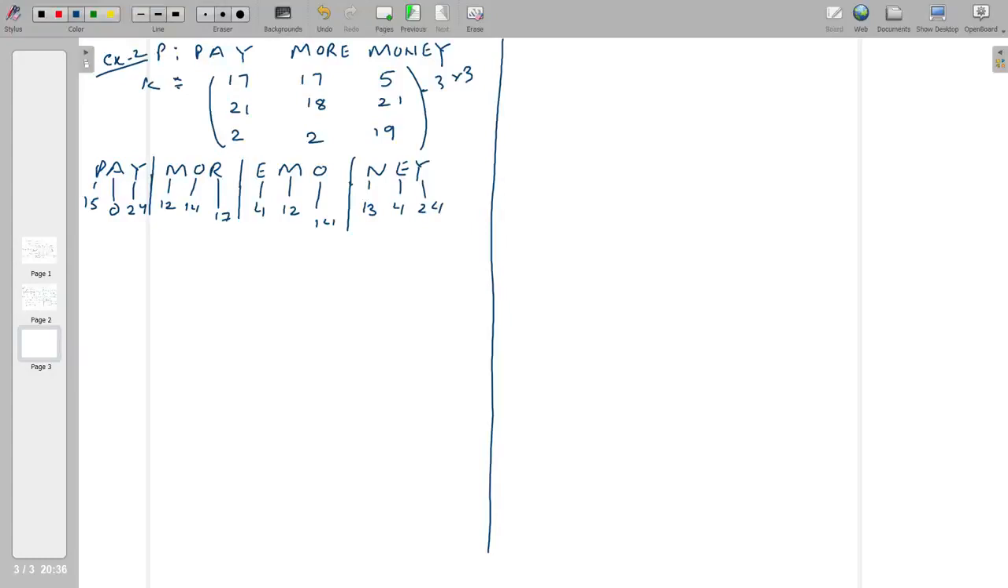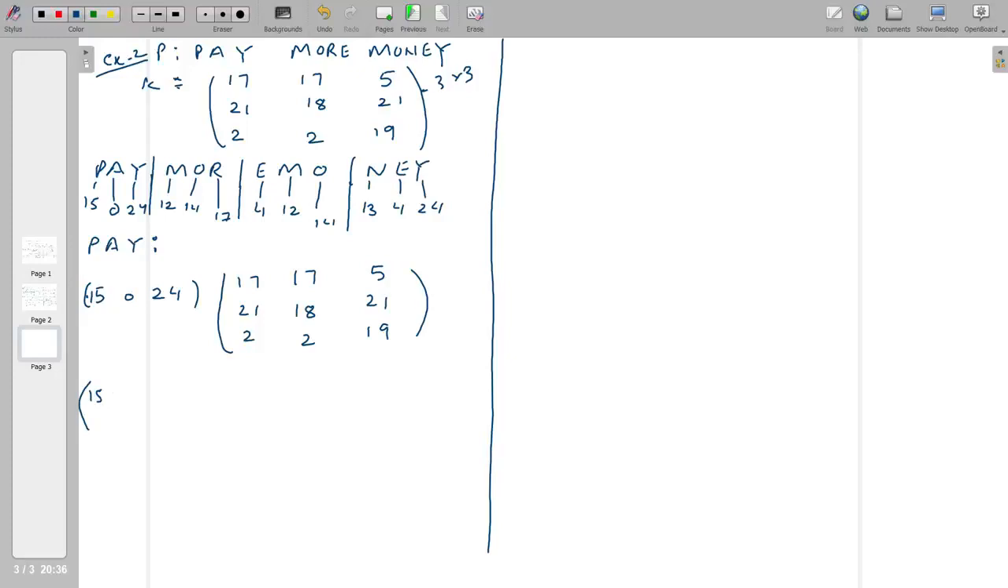Now we will encrypt all these 4 blocks one by one. So first we are going to do it for PAY. How are we going to encrypt PAY? So PAY is 15, 0, 24, and the key is 17, 17, 5, 21, 18, 21, 2, 2, 19. So what we are going to do? We are going to make a matrix multiplication.